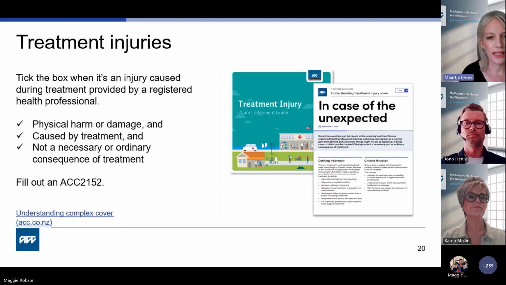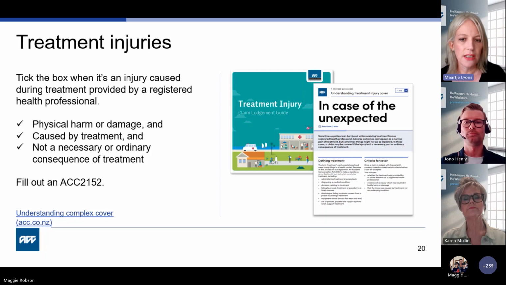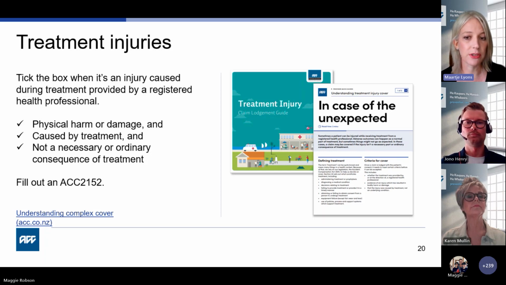There's also a tick box on the ACC 45 form for treatment injury. A treatment injury is a personal injury arising from treatment, and in the context of this type of injury, treatment includes diagnosis, a decision on the treatment to be provided or not provided, a failure to provide treatment at all or in a timely manner, obtaining or failing to obtain consent, and failure of equipment. Now, there are legislative requirements that need to be met, including physical harm or damage to the patient, which is caused by treatment and is not a necessary part or ordinary consequence of that treatment.